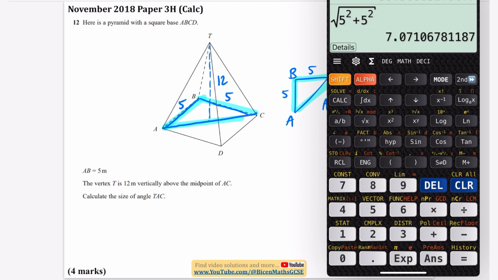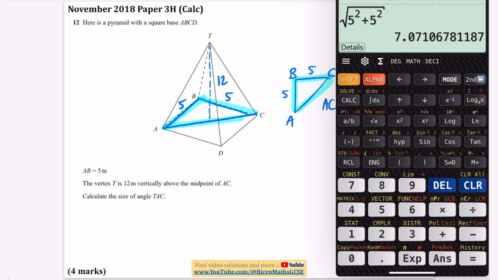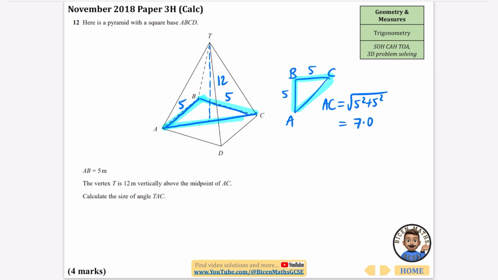Square root of 5 squared plus 5 squared is 7.07. So this is 7.07. Now the angle that I'm trying to work out is the angle TAC. So there's TAC. I'm not going to go all the way across to C because I'm going to draw this triangle that we've got here. Now this triangle, if I call this M for the midpoint, if I draw out that triangle, I have T, I have A, and I have M.